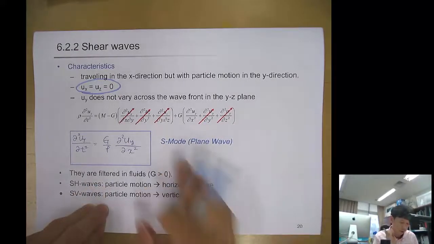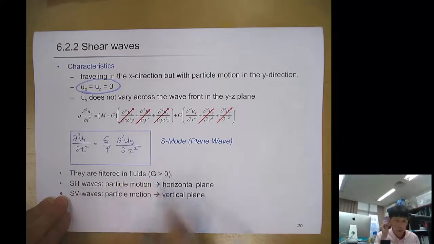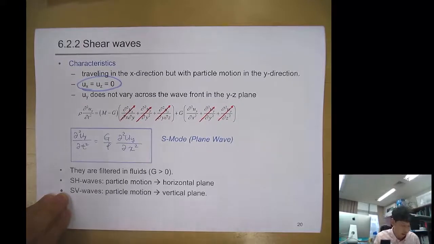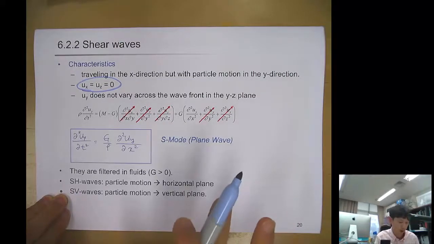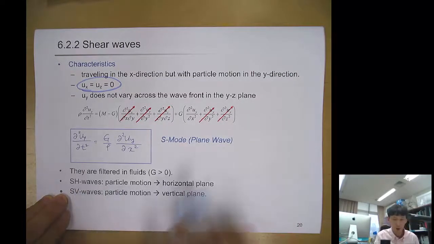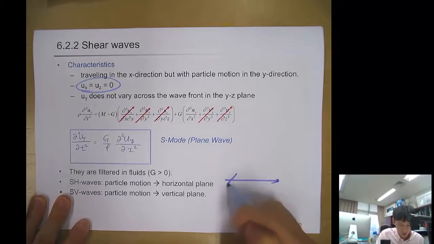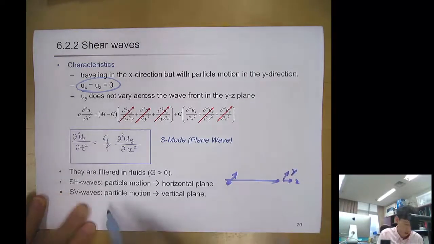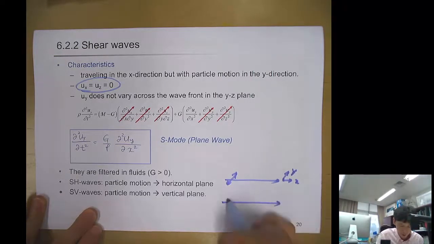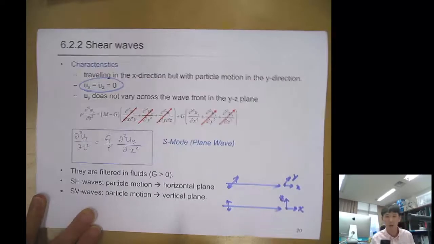And it's also called the secondary wave, S mode. They are filtered in fluid because the fluid doesn't have shear resistance, and it can be categorized by the polarization plane. SH, particle motion is in the horizontal plane, and also it propagates horizontally. So this might be the X, this is the Y, right? And then SV is where the particle moves vertically, Z, and propagates in the X direction.